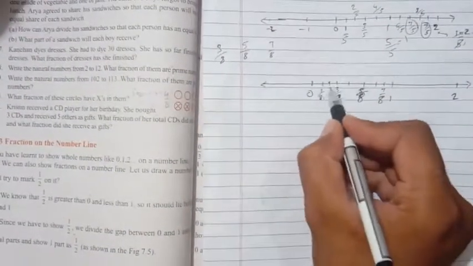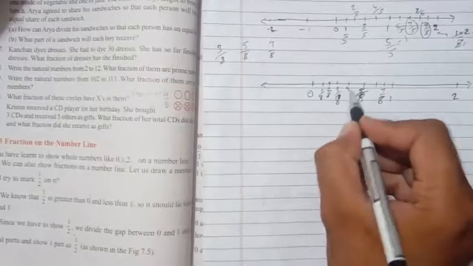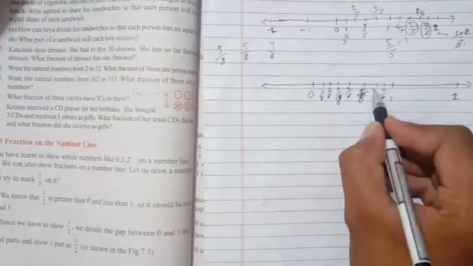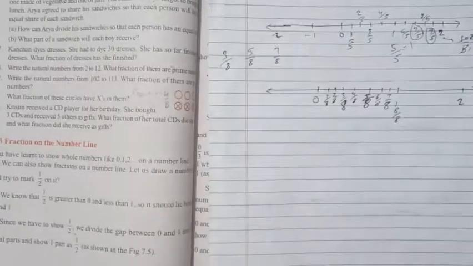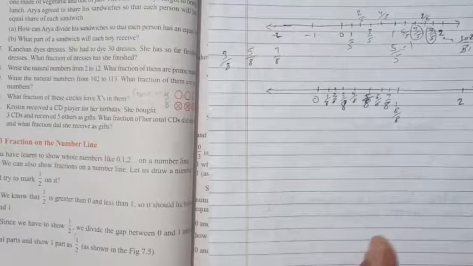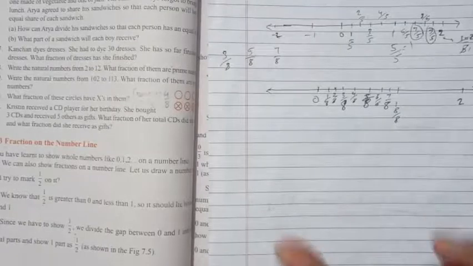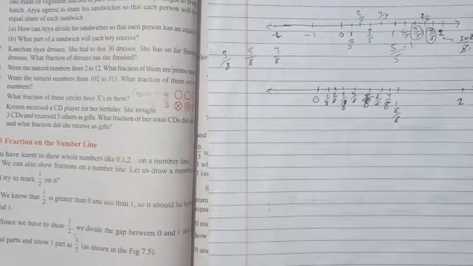Now the remaining between them, this is a 1/8, this is a 2/8, 4/8, 6/8, and this is 8/8. 8 by 8, that means 1. So whatever fraction you are given with the same denominator, you have to first divide a number into that many equal parts, then show the fractions.